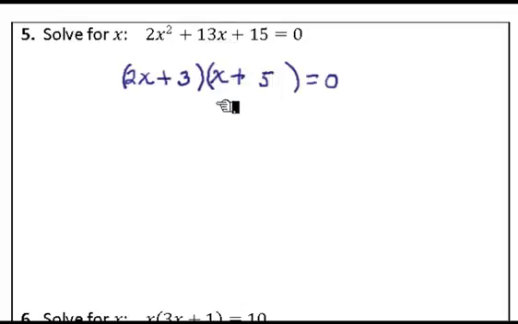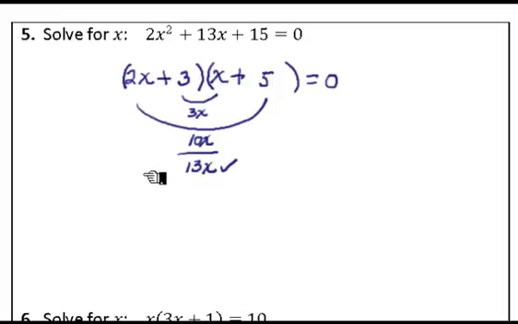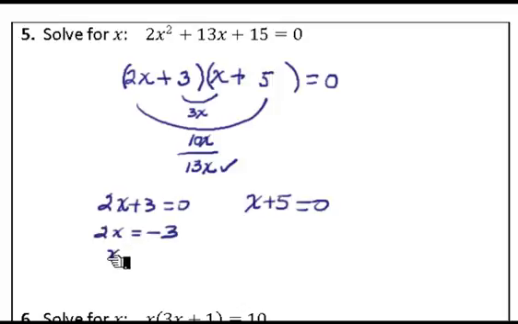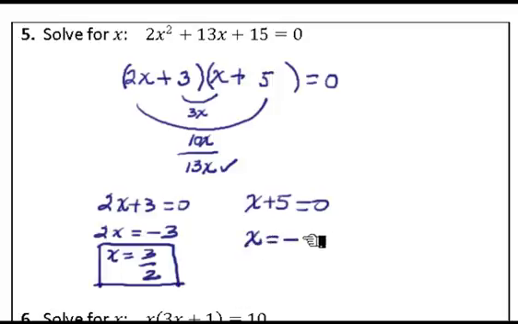Let's check the middle term to see if we have 13x. The middle term comes from outer plus inner, so the inner is 3x, and the outer is 10x, which does add up to 13x. So we have the right factorization. Now we're ready to set each factor equal to 0. That is 2x plus 3 equals 0, and x plus 5 equals 0. And we'll just solve each. 2x is equal to minus 3, and x is equal to minus 3/2. So there's one solution. And here just subtract 5 from both sides. We have x is equal to minus 5. So that's our other solution.